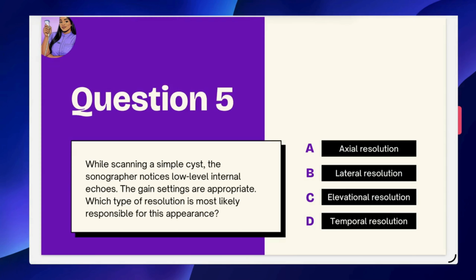So I'm seeing a lot of different options here. Okay, so again, guys, remember we're talking about a simple cyst. And it says the gain settings are appropriate, right? Which type of resolution is most likely responsible for this appearance? So what do you guys think? I mean, we're talking about a cyst and we're noticing some internal echoes, right? So something is appearing within the cyst, even though the gain is okay, right? So it's not like our gain is too high and that's including those echoes by accident. Something is going on and they want to know what kind of resolution is causing this, right?